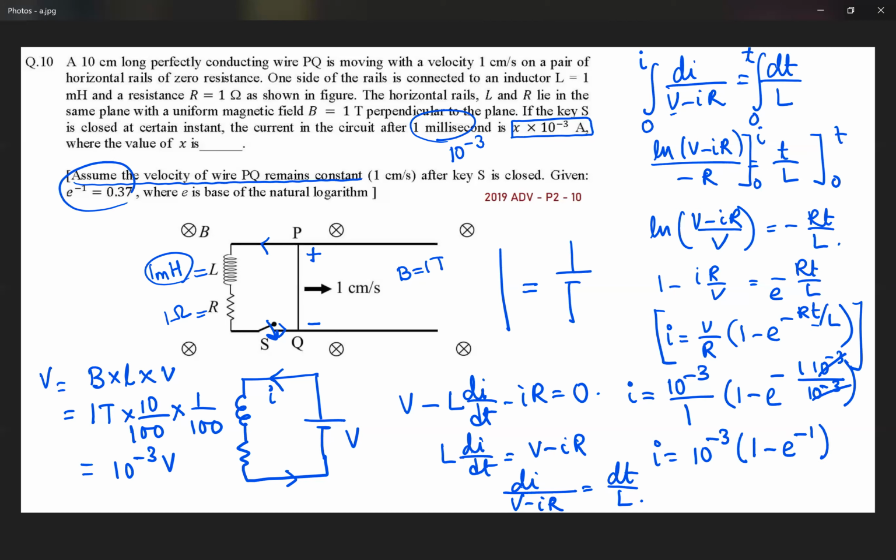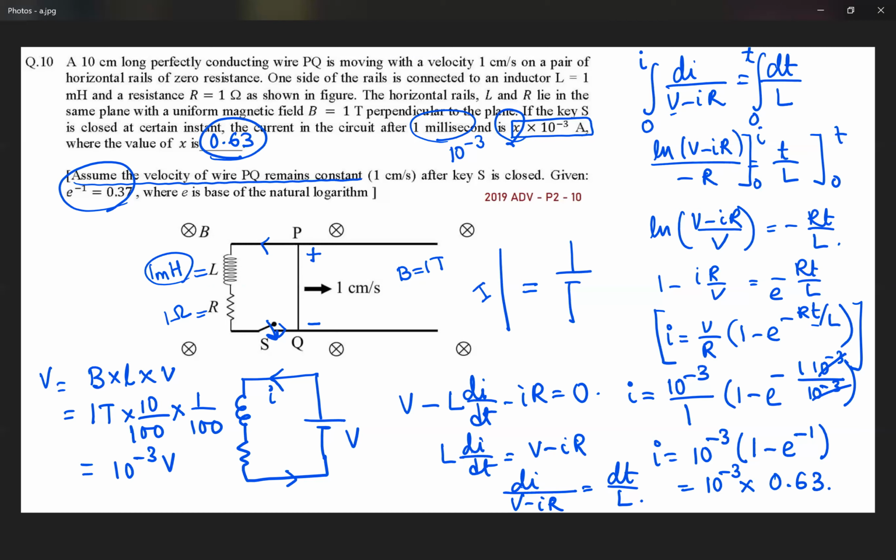Use the value of e to the power minus 1 that's given, 0.37, and you get 10 to the power minus 3 into 1 minus 0.37, which is equal to 0.63. So the value of x in this equation by comparison is equal to 0.63. That's the answer.